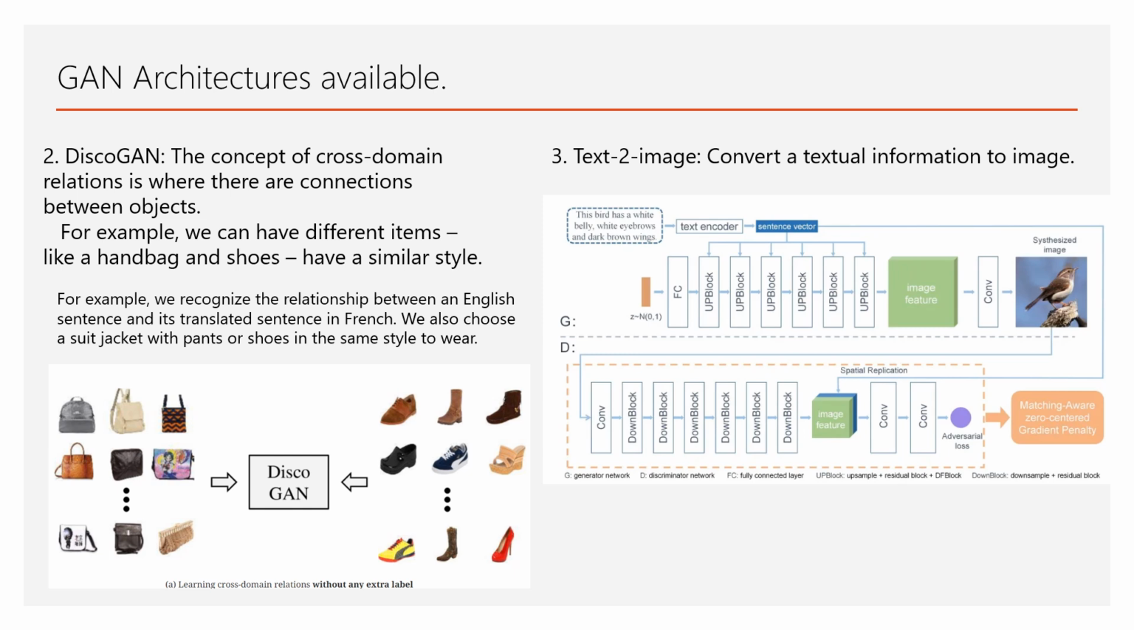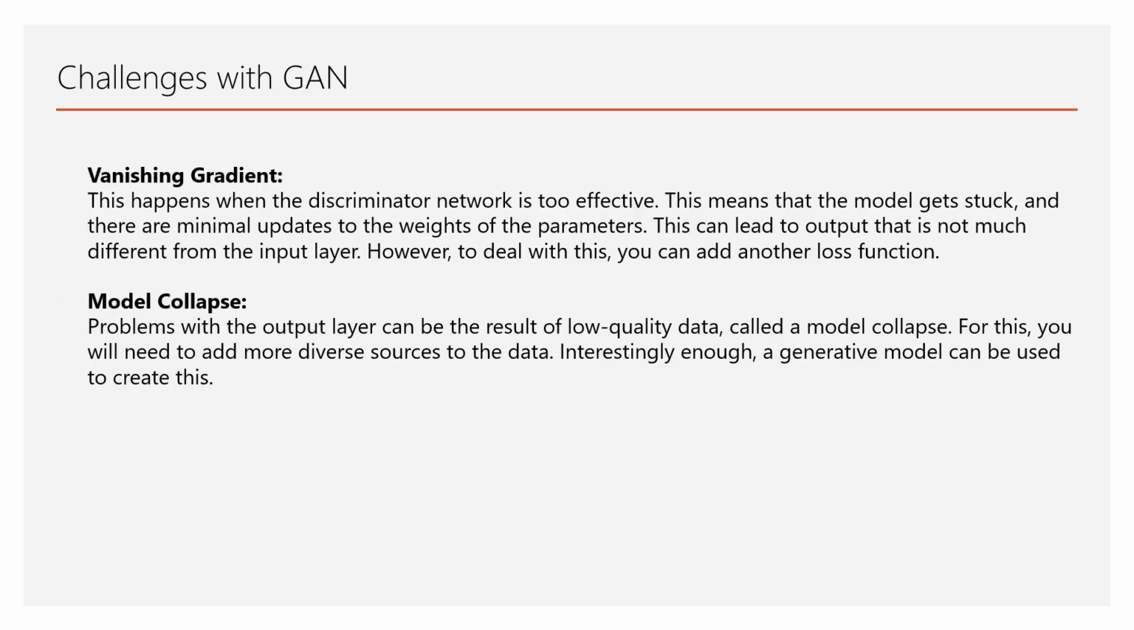The third one is text to image. As the name goes, whatever text is given, it can convert into an image. If you see here in the second image, the upper one is the G, the generative network, and the discriminator network is what we have below. Here, if you see the little box, it's a bird. This bird has a white belly, white eyebrows, and dark brown wings. We do not go deep into this, but with this it tries to create a synthetic image. So this is where it creates a new image from the text.